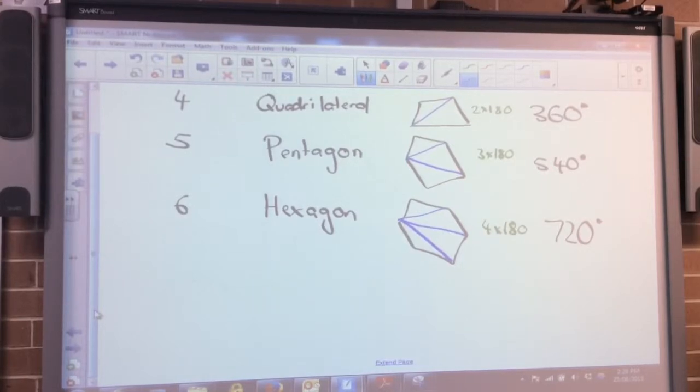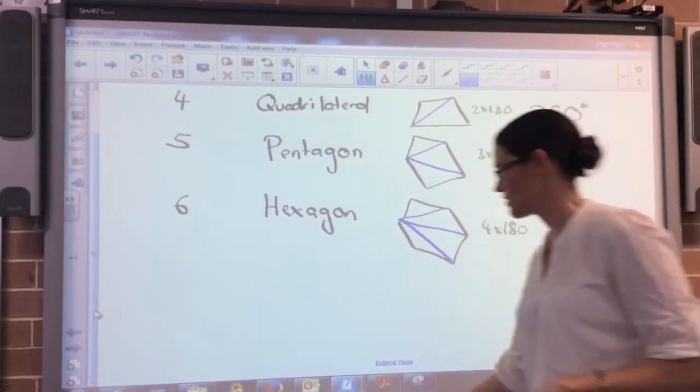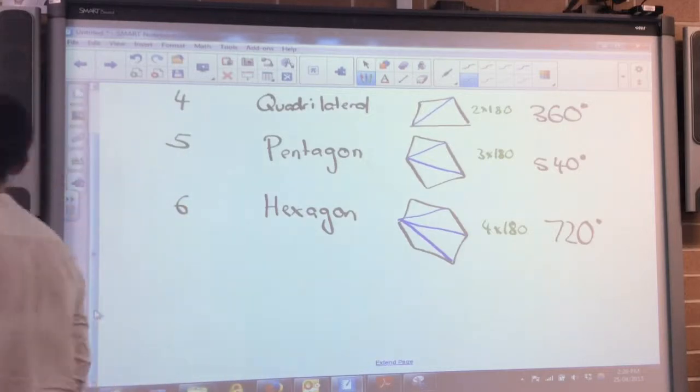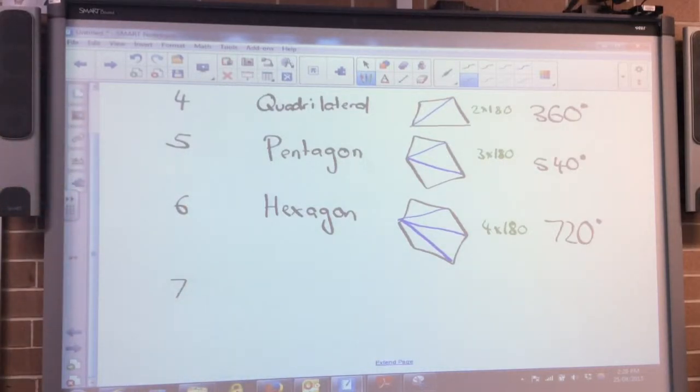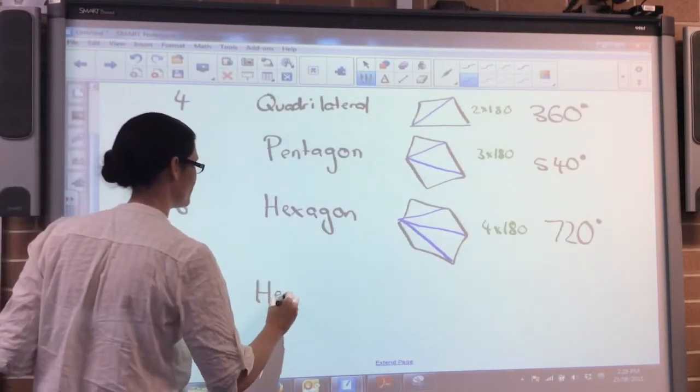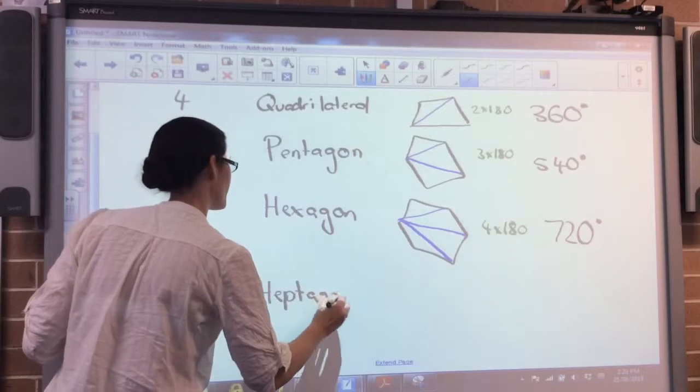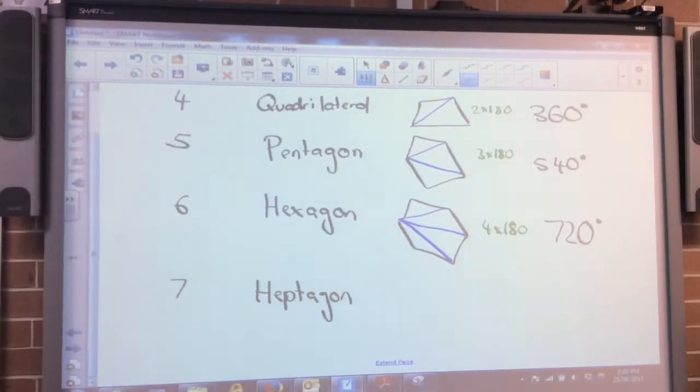Okay, what is a 7-sided shape called? A septagon? Almost. Heptagon. Sounds like a transformer. At the Olympics they have the heptathlon. It has 7 events in it.